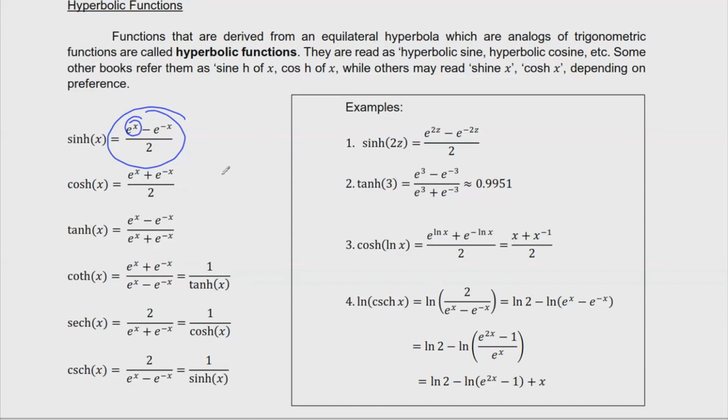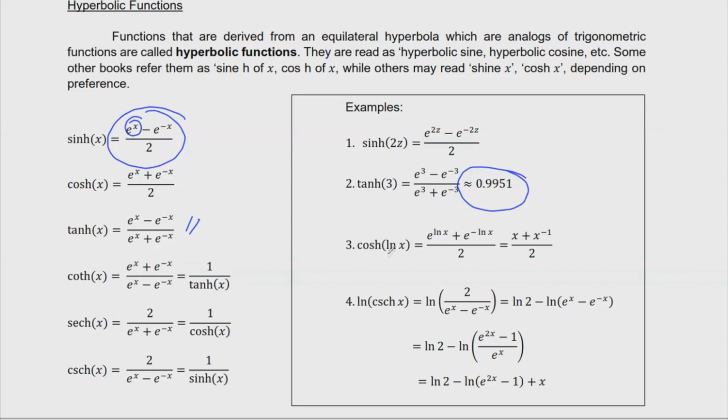Now how about tangent h of 3? So 3 is a constant right here, and if you look at x, we can see here that it's e raised to x minus e raised to negative x. So you just have to follow this expression. We have it right here, and then it will give you a value.